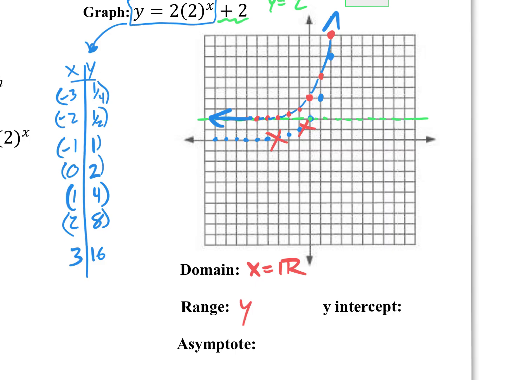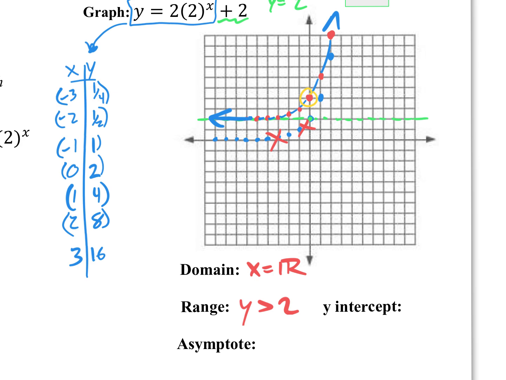Above, because this whole graph is above that green asymptote. So Y is greater than, that means above. What is the asymptote value? It's the K value of 2. So Y is above 2. Y is greater than 2. That's the range. What about the Y-intercept?